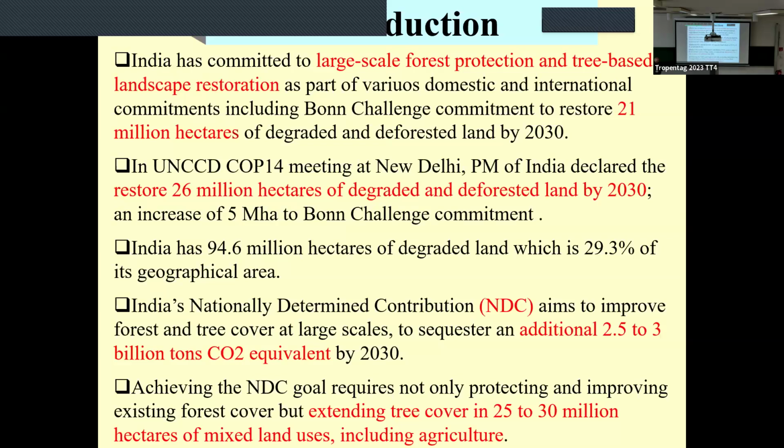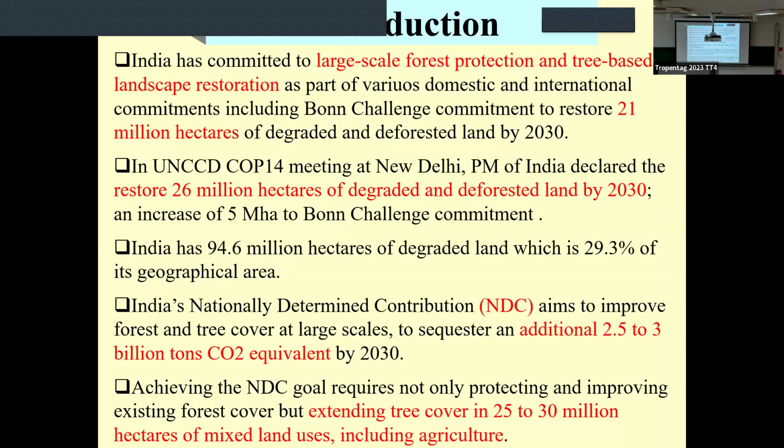So 30% of our area comes under the degraded land. And we have also national determined contribution. There the commitment is to improve the forest and tree cover and to sequester about 2.5 to 3 billion ton of carbon dioxide equivalent by 2030. So if we want to achieve this NDC goal, then we need not only to protect and improve the cover, but also to extend the tree cover by 25 to 30 million hectares in the mixed land use system.